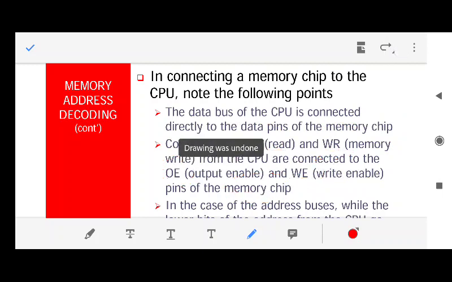Fine. So just remember that your memory consists of 2 pins. One is the output enable pin. What is the function of that pin? I'll explain to you. And one write enable pin. The read pin of 8051 will be connected to the output enable pin of memory, and the write pin of the 8051 will be connected to the write enable pin of the memory. Fine. This is one thing to be done.